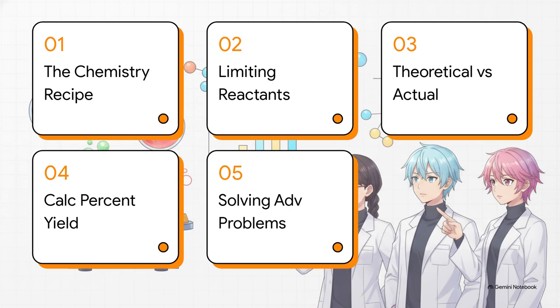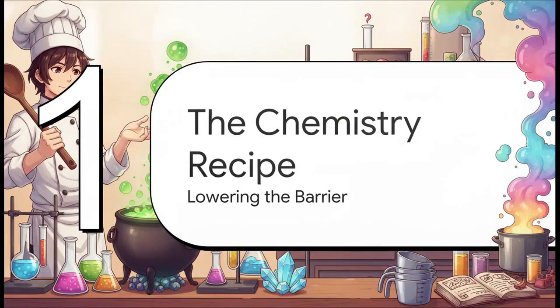All right, here's our roadmap for today. We'll start with the chemistry recipe, move into finding limiting reactants, compare theoretical versus actual yield, calculate our percent yield, and finally, wrap it all up by solving some really advanced problems. Let's dive right in.